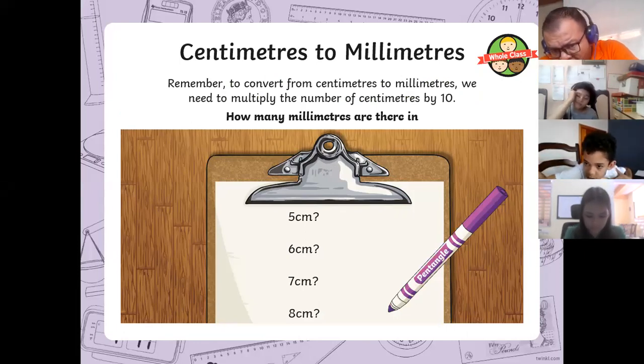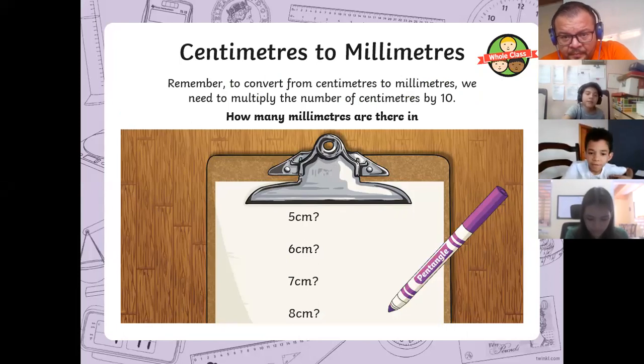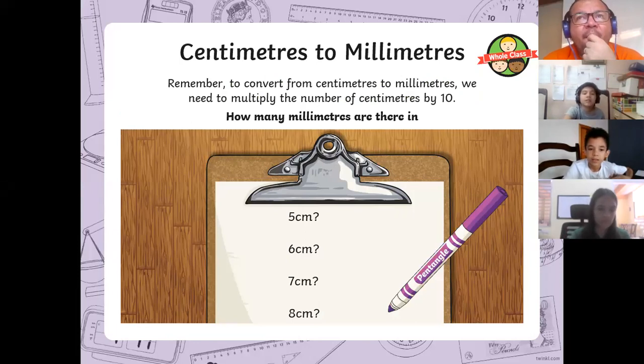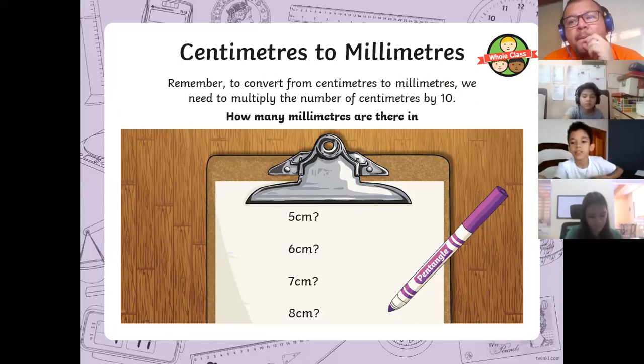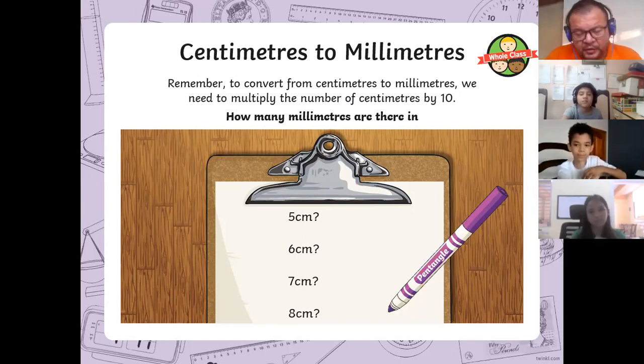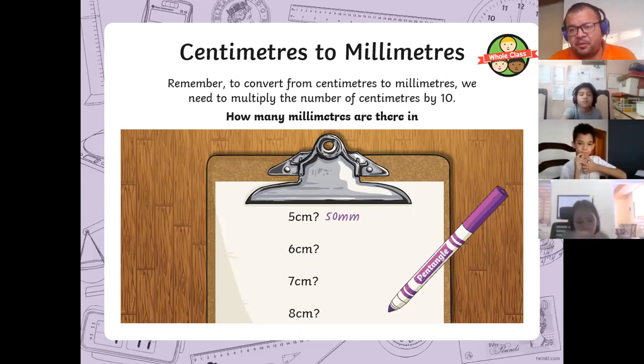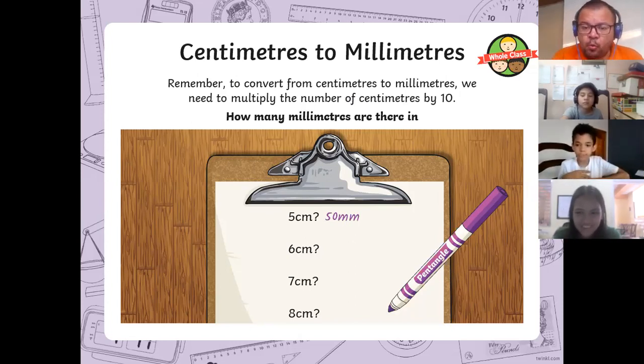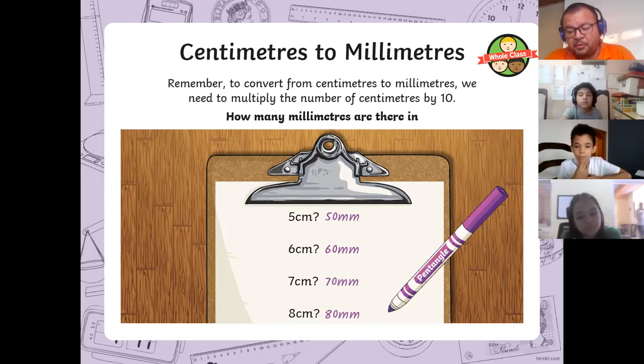How many centimeters do we have in each one? In the first, 50 millimeters. In the second, 60 millimeters. The third one, 70 millimeters, and the fourth one, 80 millimeters. Okay, very good. Someone said 15, but it's not 15. So in the first one, we have 50 millimeters, in the second 60, in the third 70, and in the last one 80 millimeters.